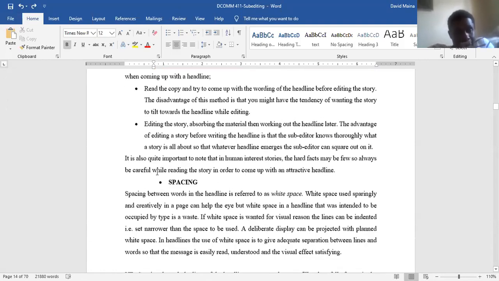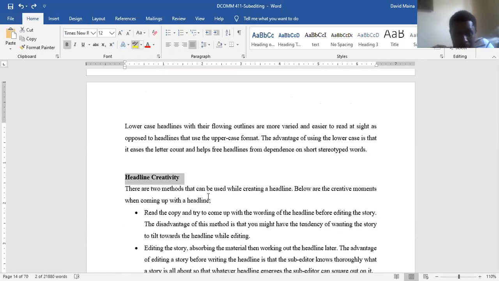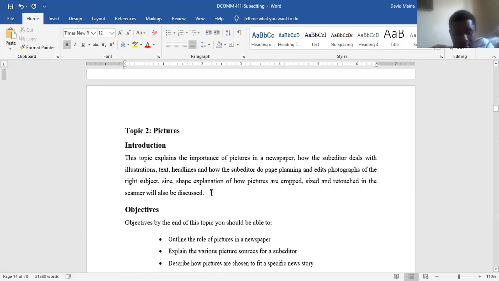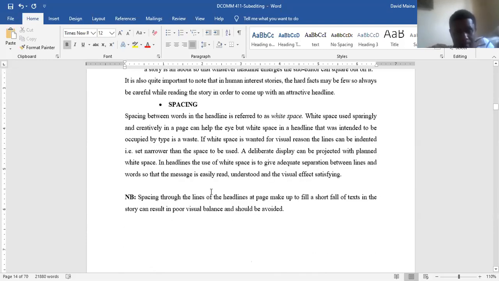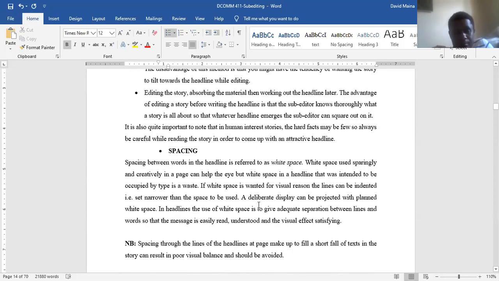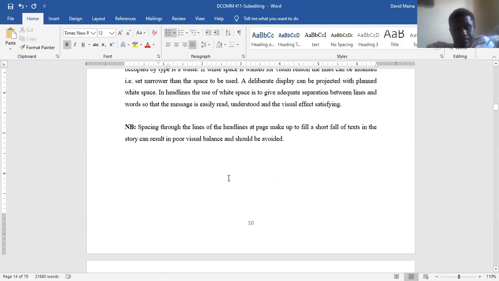So I want you to go and read on the headline creativity. That is spacing, and actually it is spacing only. Unless there is a question up to that point, your topic tumemaliza. I've tried to go very fast because last time you missed a class. This is week 2, and we are supposed to have covered week 1 and week 2. So when we come next week, we will cover topic 2. By that, it means that we are on the right track.